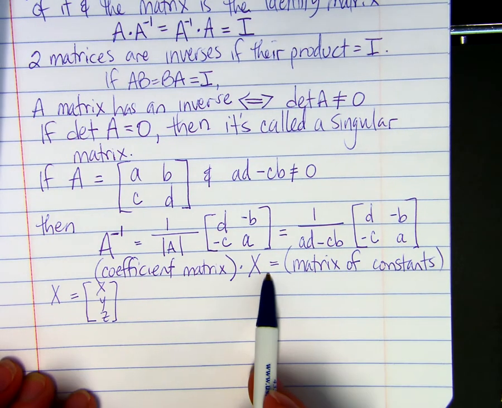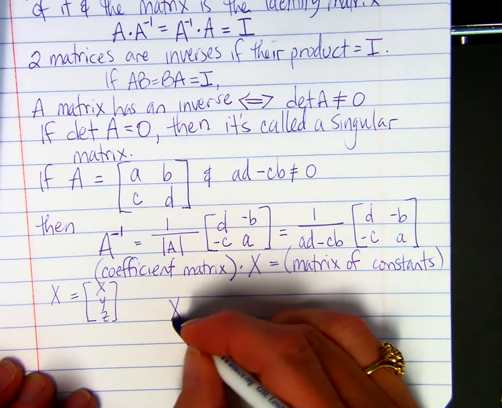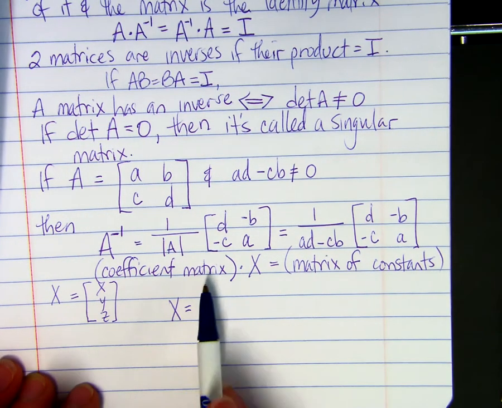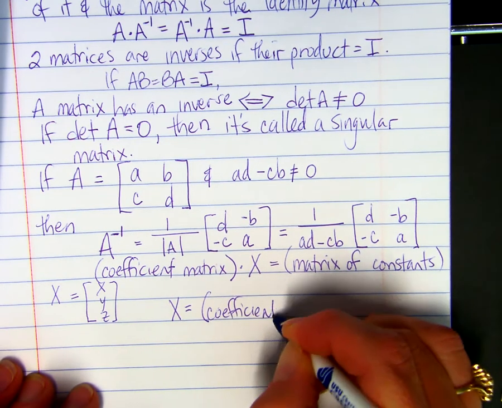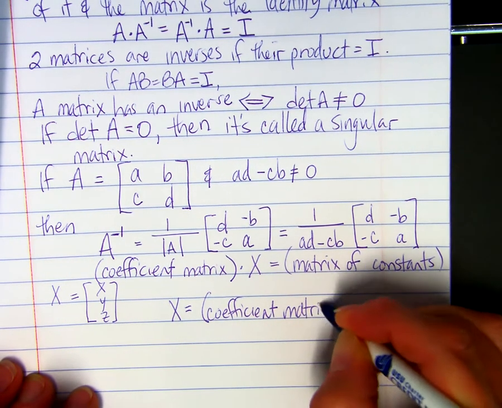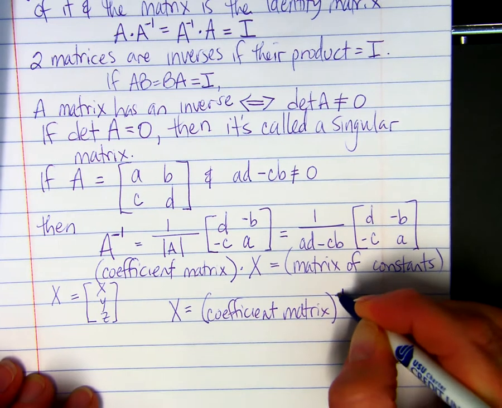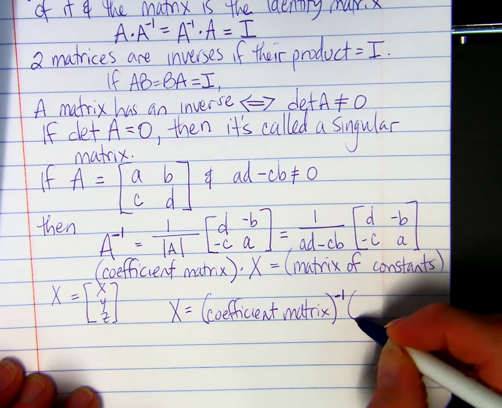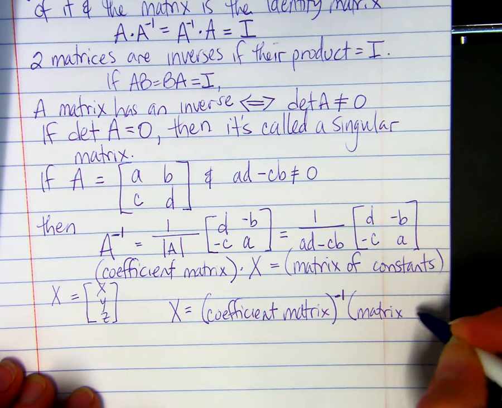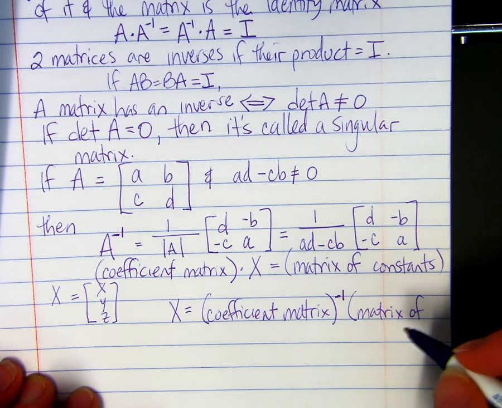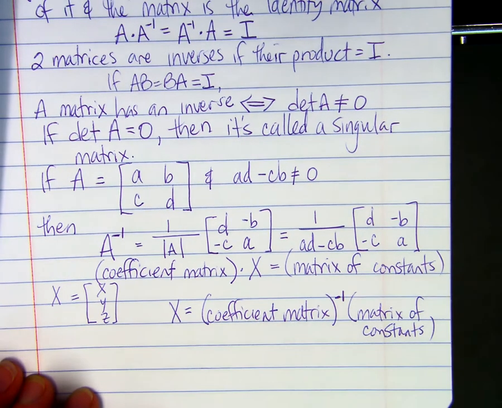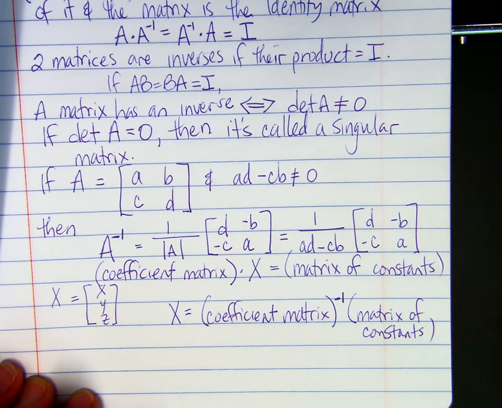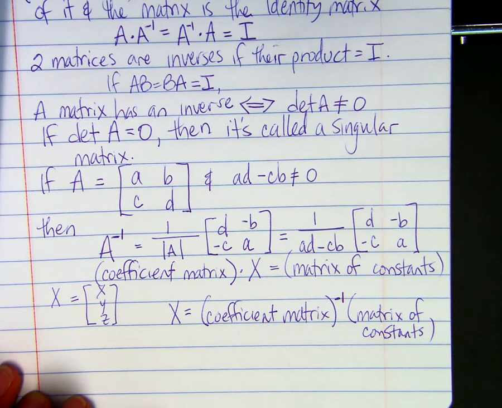So to solve for x, you take the inverse of the coefficient matrix on the left, and times it by the matrix of constants. And that will give you all your variables, so you're able to solve. So I'm going to show you an example.